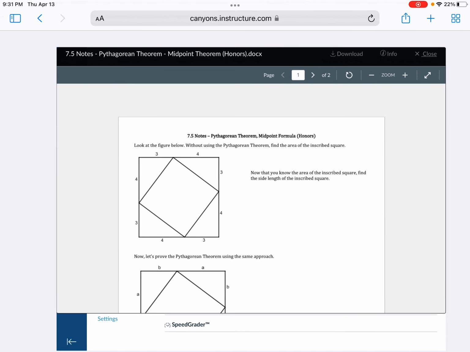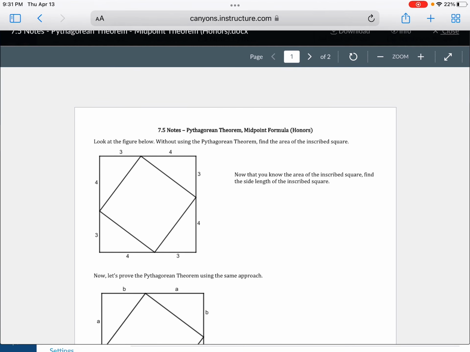So today we are talking about two different ideas. One of them is the Pythagorean theorem, which you have been exposed to in the past, and the second one is the midpoint formula, which you may not have been exposed to, but is also fairly intuitive. So let's go ahead and begin.